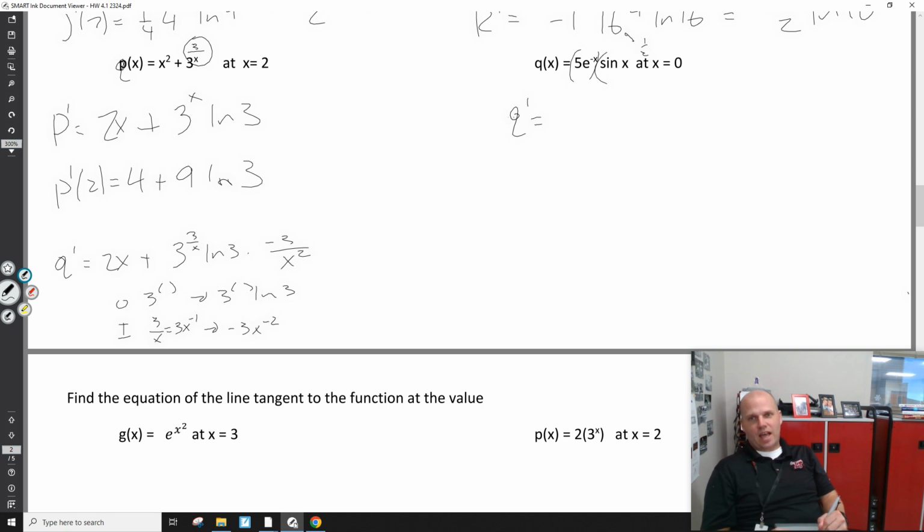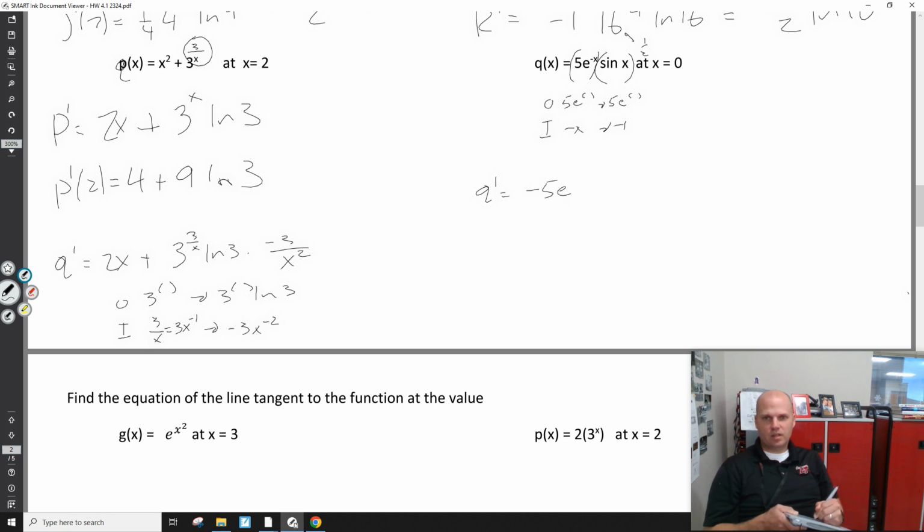I see x's times x's, and part of my left side is that our power is negative x. That negative x power is not just x, which means you have to use O and I. So if I was to take the derivative of q, I would need O and I for the left part. I get negative 5e to the negative x, derivative of the first times the second, plus the derivative of the second times the first.